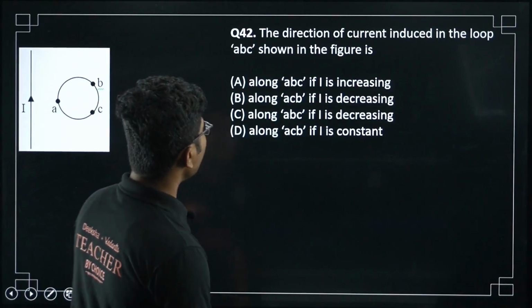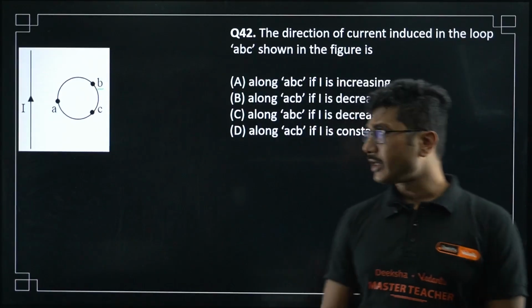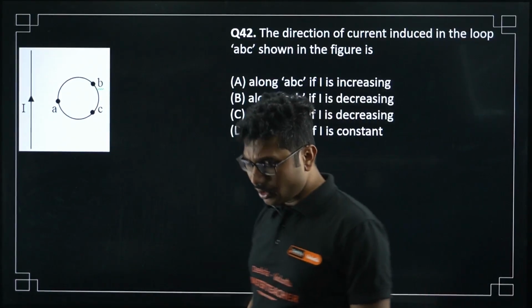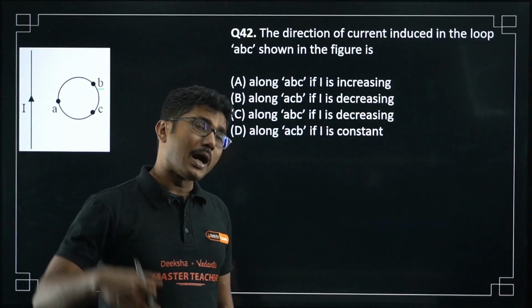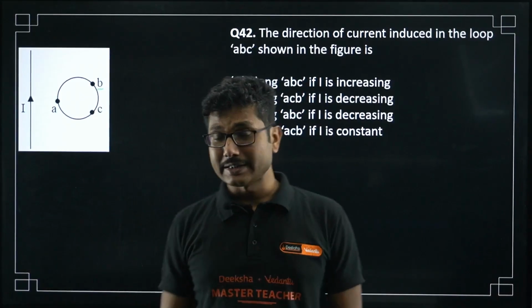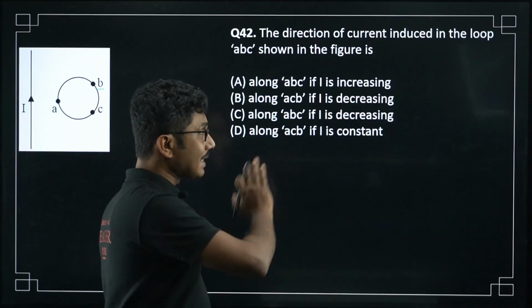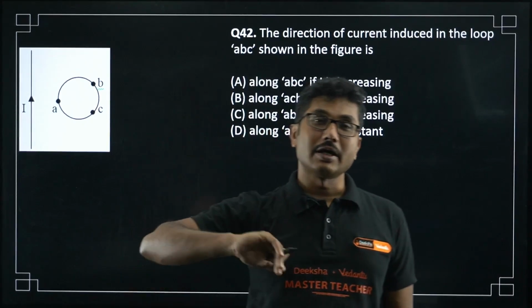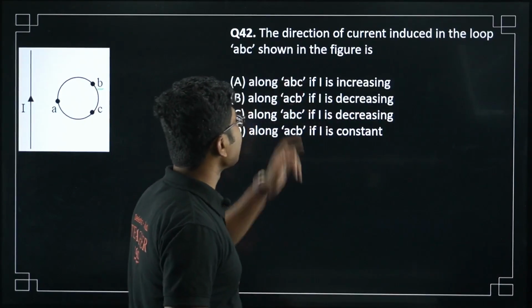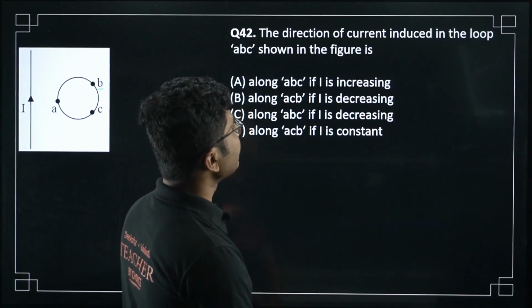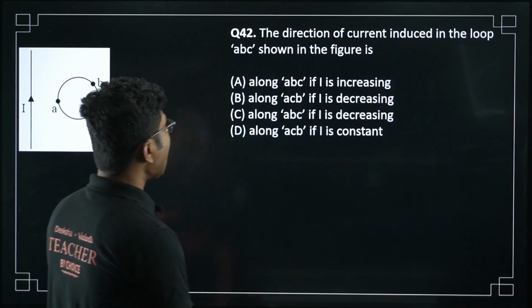Question number 42. This is also a very common type of question. A similar question was asked in your model question paper. In the past, we have seen this kind of question in the KCET exam as well. This is a difficult HOTS question. Let's see the question. Direction of current induced in the loop ABC as shown in the figure.